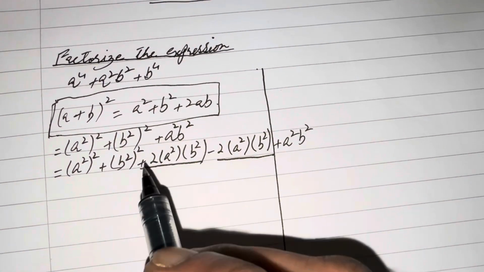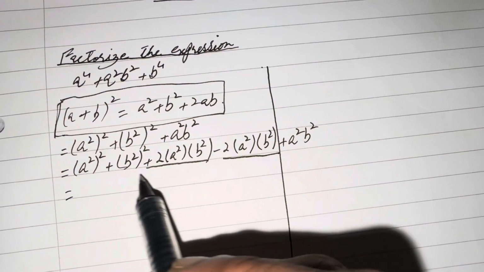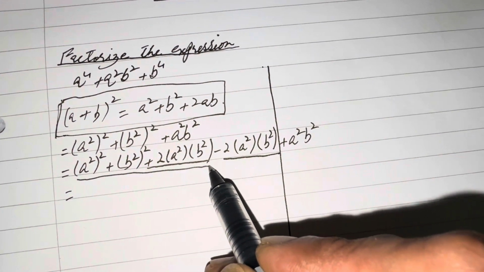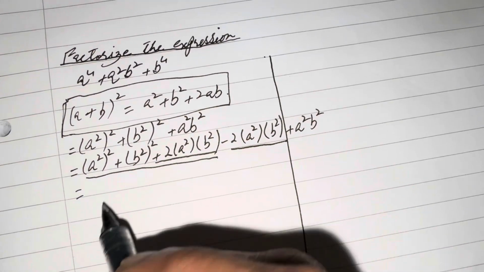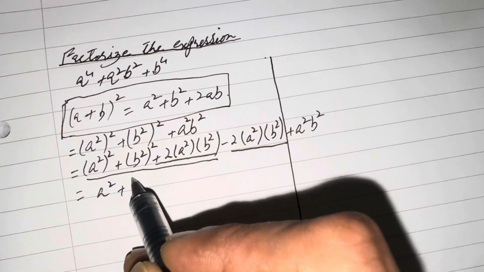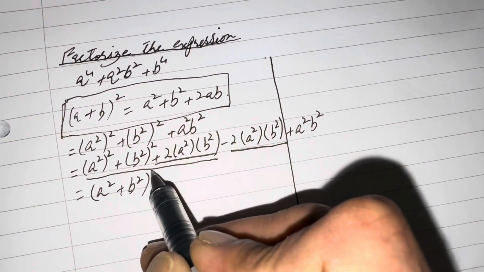So if you see, this part of the expression is the complete square of (a square plus b square) whole square.